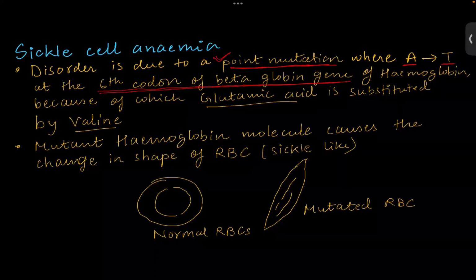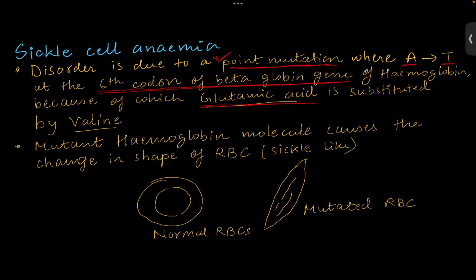Because of this point mutation, the resulting amino acid also gets changed. How? Glutamic acid is an amino acid which is normally present in the wild type. It is substituted by the amino acid valine, which is present in the mutant type.